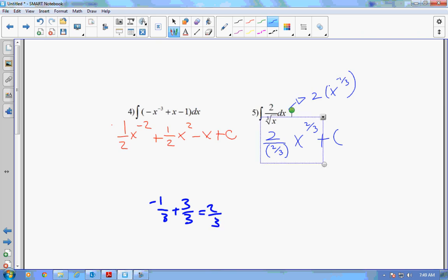But then we always divide by that power. So another way to write this, when you divide by a fraction, you flip and multiply. So you can flip it to 3 over 2 times the 2, which is 6/2, x to the 2/3 plus c. Oh, which is just 3? Yeah, because that simplifies further. And this one, you could also write as 1 over 2x squared plus x squared over 2 minus x plus c.